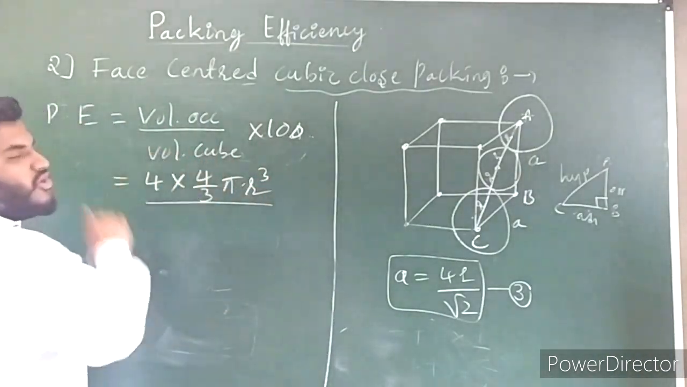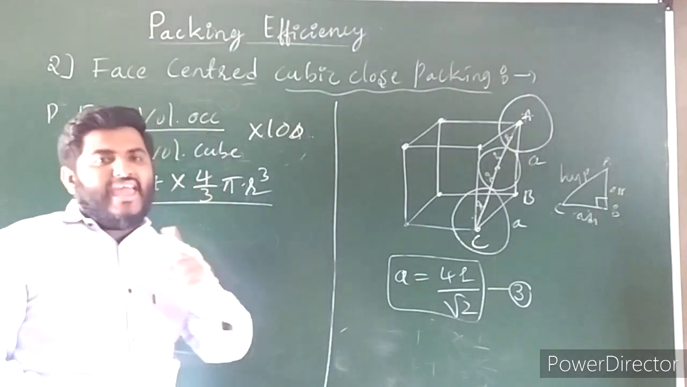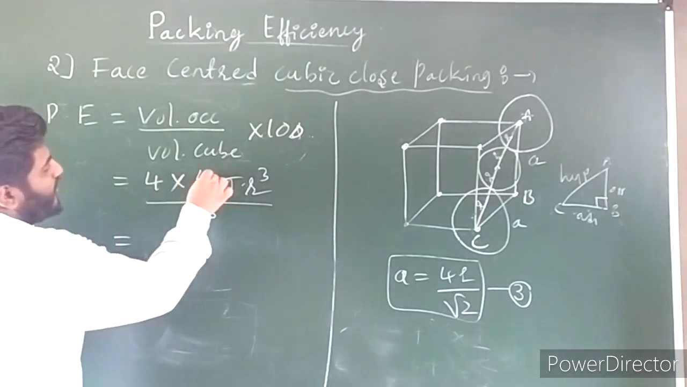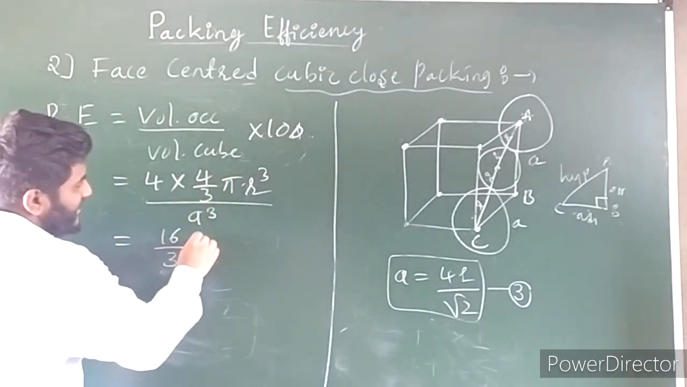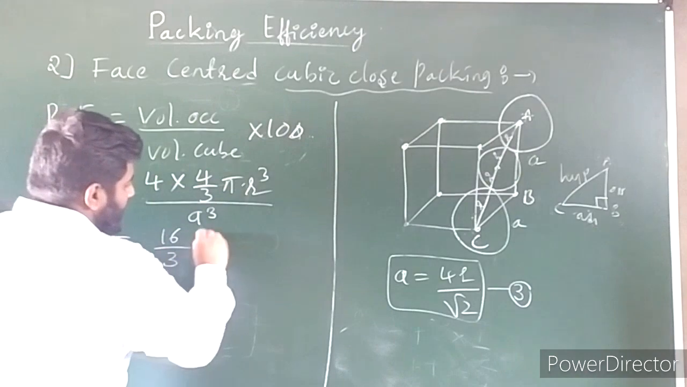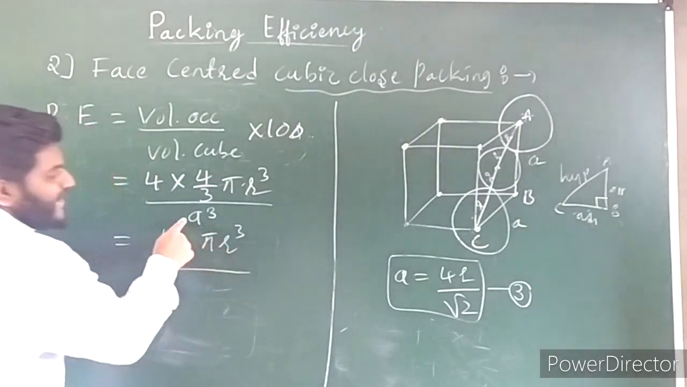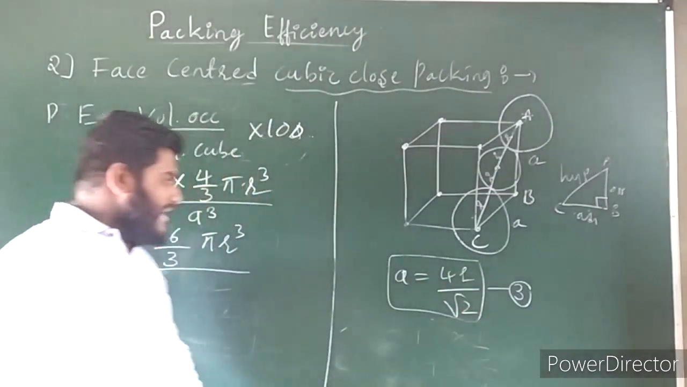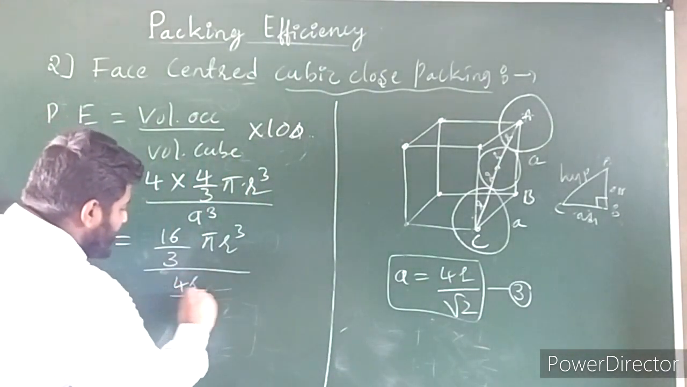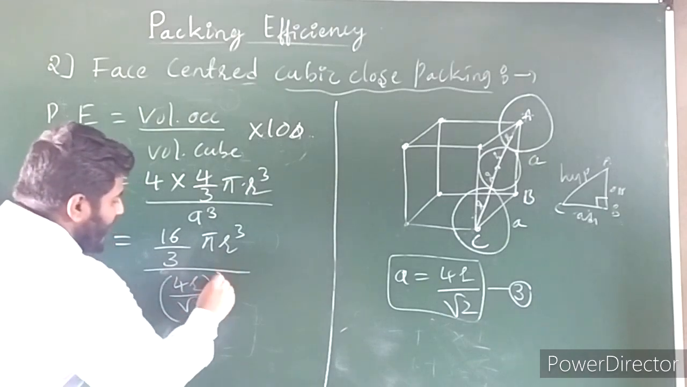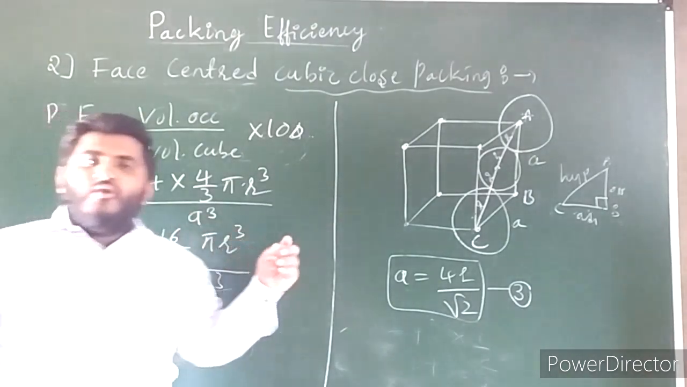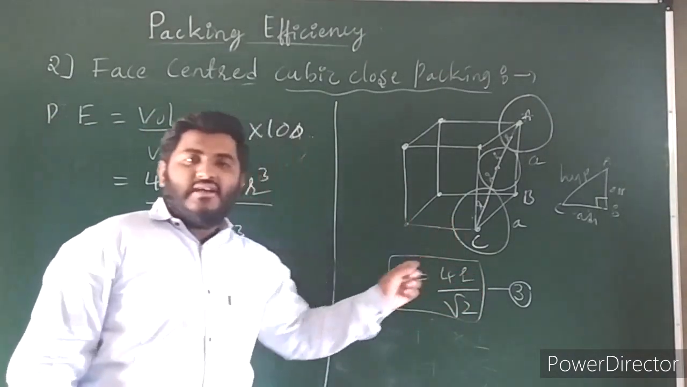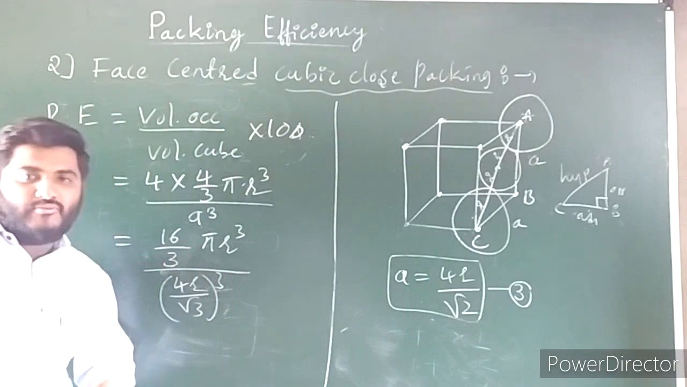Divided by volume of the cube. What is volume of the cube, guys? A cube. Yes. Volume of the cube is A cube. So 4 into 4, 16 divided by 3 into pi r cube, divided by A cube. What is A, guys? See here, 4r divided by root 2. You write that, 4r divided by root 2 whole cube we are getting, because in place of A, we are getting 4r divided by root 2. So A cube means 4r divided by root 2 whole cube we have to take.